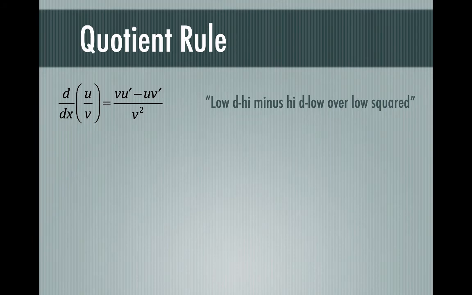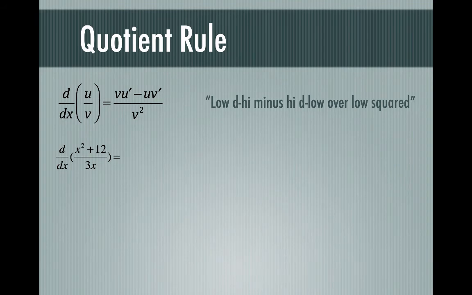So what does this mean? It says take the low function times the derivative of the higher one, minus the high times the derivative of the lower one, all over the lower squared. So let's see what that looks like.